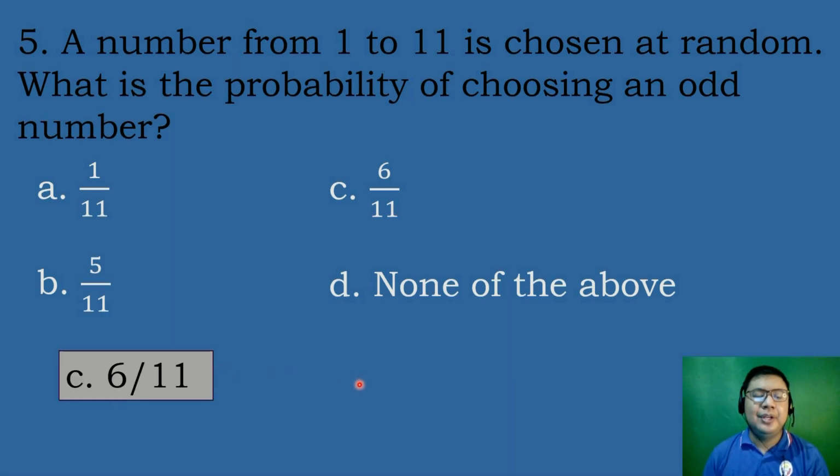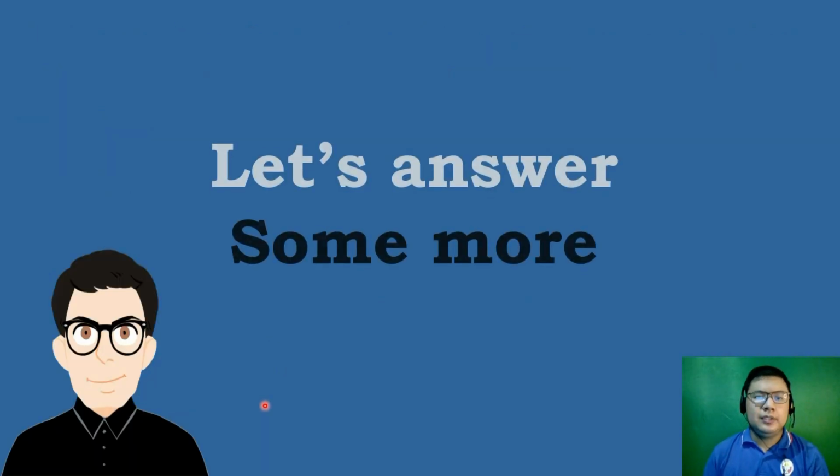Alright, very good. The correct answer is 6 over 11. We have 6 odd numbers from 1 to 11. So we have 1, 3, 5, 7, 9, and 11. So those are the 6 odd numbers all over the total number of the sample space, which is 11, because we have 11 numbers from 1 to 11. Therefore, the probability of choosing an odd number is equal to 6 over 11.